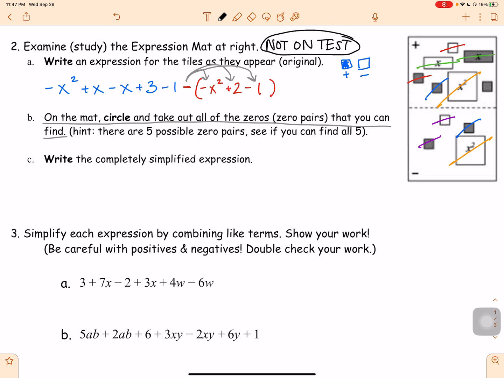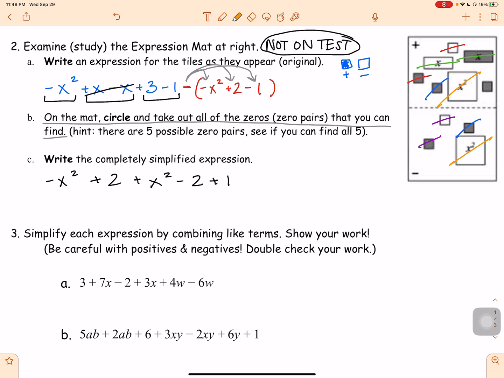So I'm going to simplify this up here. So here I have negative x squared. X minus x here cancels out. 3 minus 1 is positive 2. Over here I distribute the negative, so that guy to that one. That becomes a plus x squared. The negative to the positive 2 becomes minus 2. Negative to negative 1 becomes plus 1.